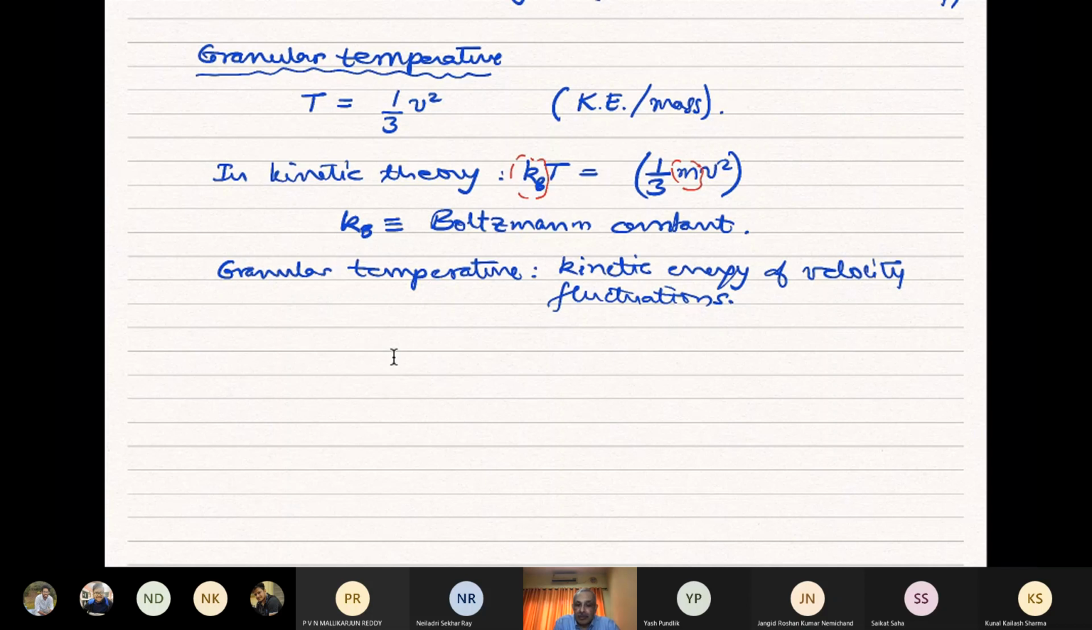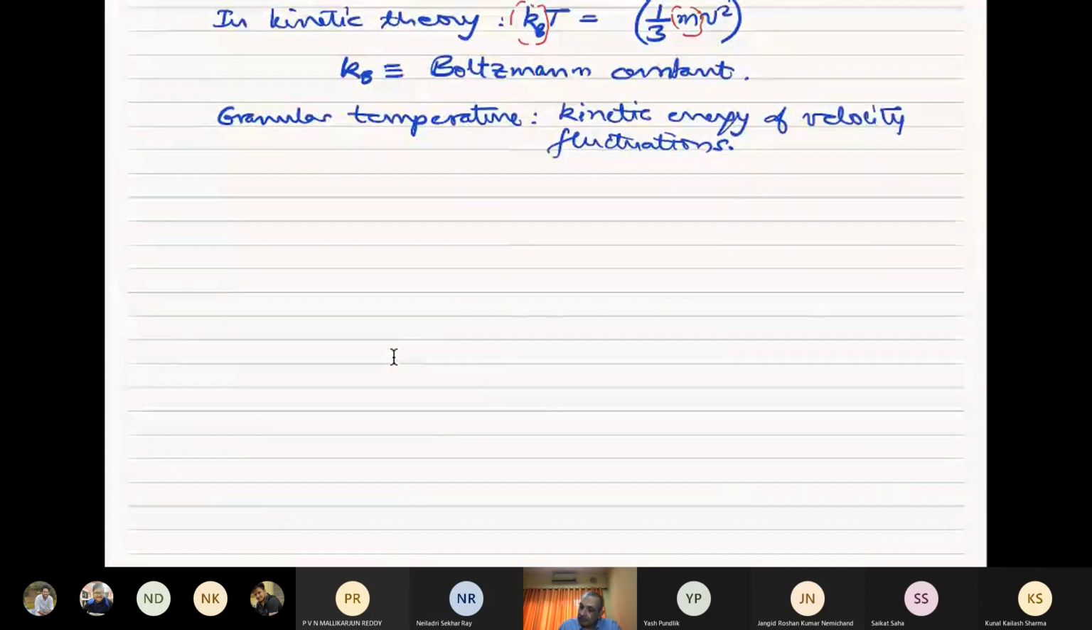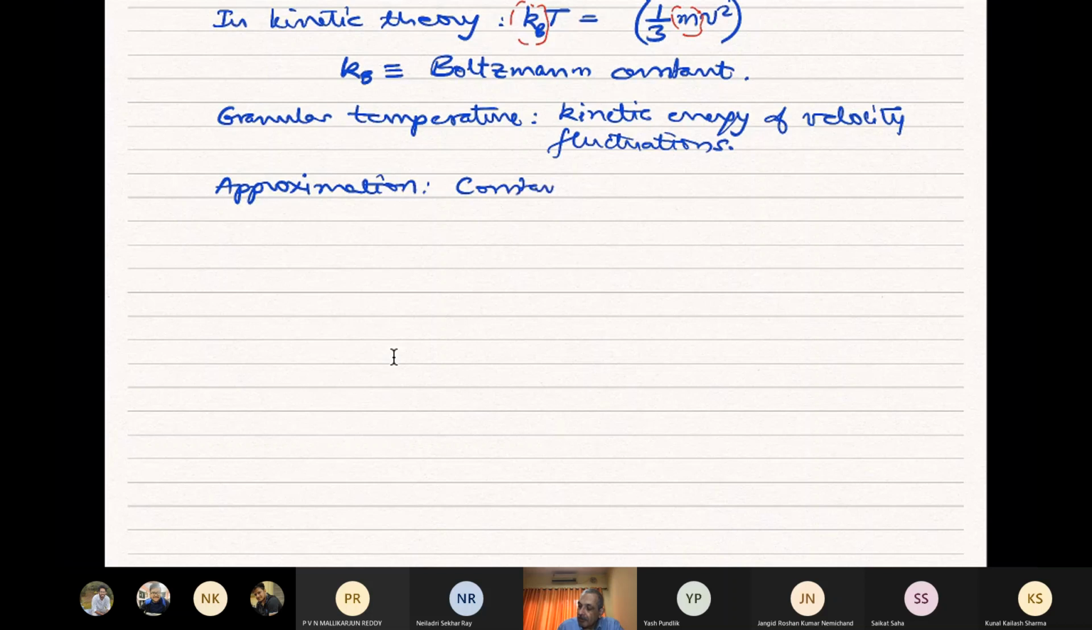Now, one of the approximations that is made in this theory is, this is not necessary, but just makes things a lot easier. That approximation is of constant bulk density.